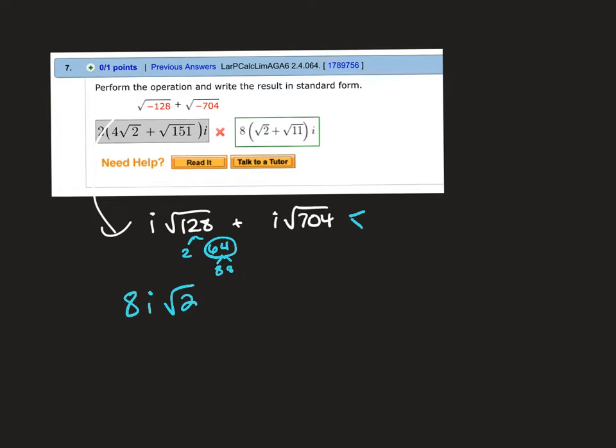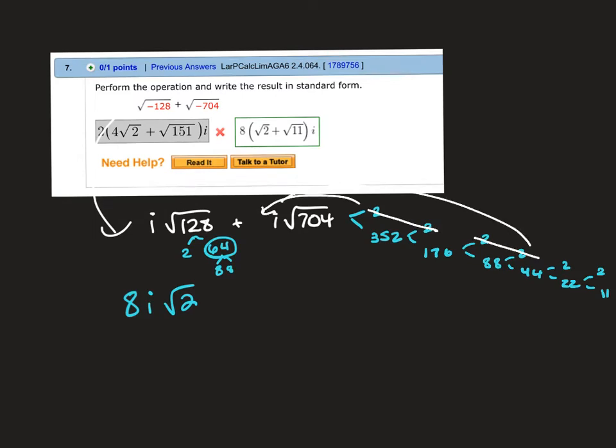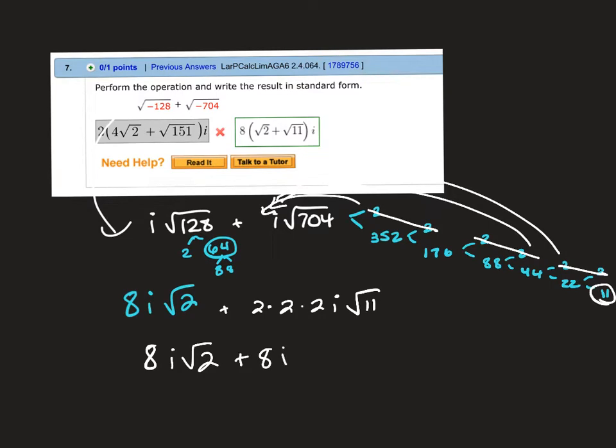This is where that factor tree comes into play. I know it's divisible by 2, so I would do 2, and that goes 352 times. Then I would go 2 again, and it's 176. Go 2 again, it's 88. That's 2 and 44, that's 2 and 22, that's 2 and 11. For each pair of twos, that's 1, that's going to go to the outside. That's 2, that's going to go to the outside. That's 3, that's going to go to the outside. So I have 2 times 2 times 2, i, and then the 11 is left underneath. So this is 8i root 2 plus 8i root 11.